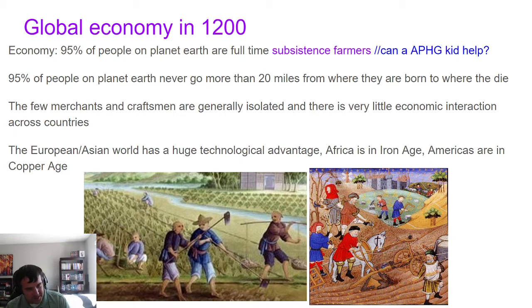A few people, so this 5% that's not a part of these subsistence farmer villager people, a few merchants and craftsmen, they're isolated. There's very little economic integration across countries. Some people travel around, but it's not common. Also, the European and Asian world, they're definitely the places you want to be, especially the Asian world at this time.